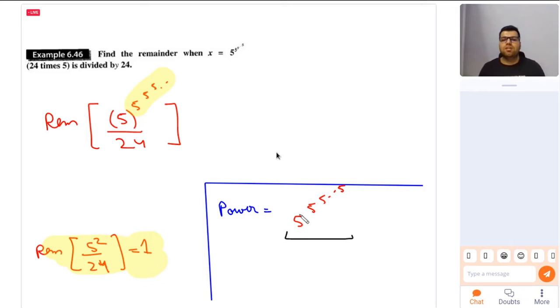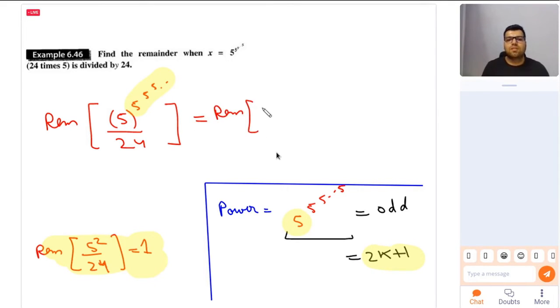So it is visible to us that 5 is an odd number, and 5 to the power anything will be odd only. So this power tower, this value is definitely odd. Basically, this is 2k plus 1 form. So I will just simply replace this power tower with 2k plus 1. So 5 raised to power 2k plus 1. Now I will use the fact that 25 with 24 is giving remainder as 1. So see, now how simple the question will become.